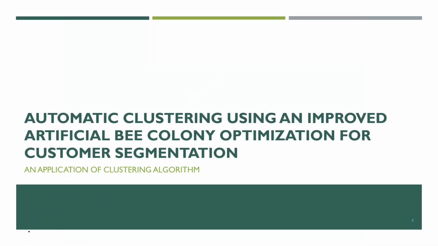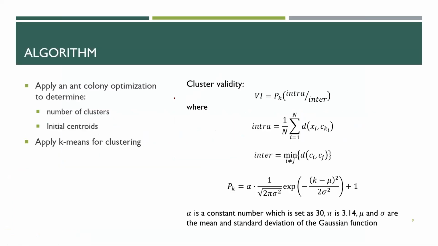So here we realize that clustering algorithms have some drawbacks. So what we do in this algorithm is we apply another algorithm. For this paper, I use ant colony optimization, which is a metaheuristic. Metaheuristic algorithms are basically a numerical approach to find the optimal value.